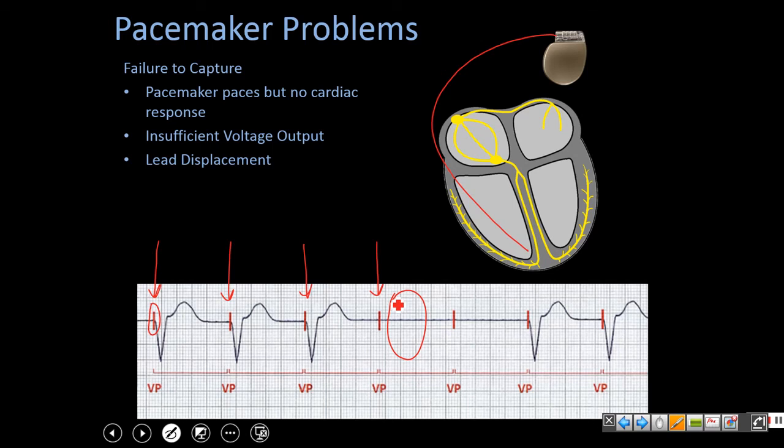This can be caused by insufficient voltage of the pacemaker. The pacemaker is programmed with a certain amount of voltage to elicit a cardiac response. Also, lead displacement. Well, these leads are anchored into the tissue within the chamber. And if that lead were to become dislodged and just float around in that chamber, it would initiate an electrical impulse, which you'd see as a pacer spike. However, if it's not touching the cardiac tissue, it's not going to produce an electrical impulse or a cardiac activity. So this is called failure to capture.